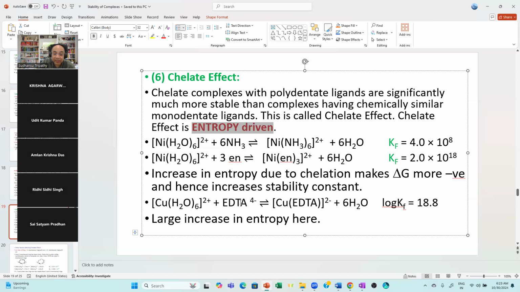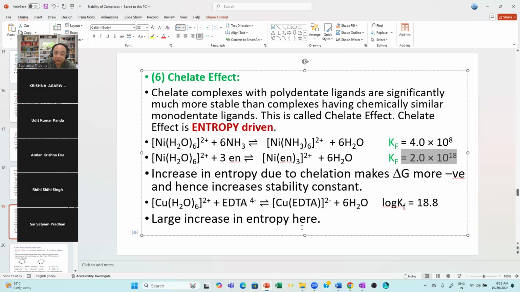I will show you EDTA is a hexadentate ligand. One ligand will satisfy the coordination number of 6. Its stability constant is of the order of 10 to the power 18.8, more than this. It is because it is forming more number of rings, I will tell you later.